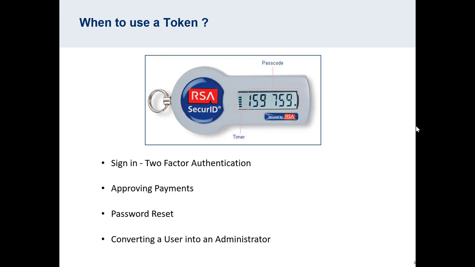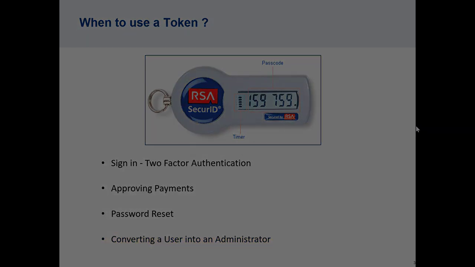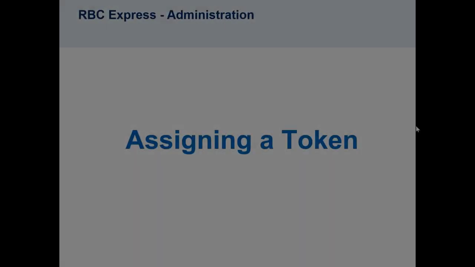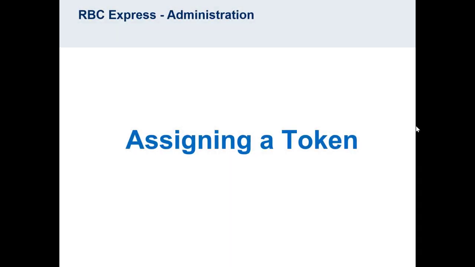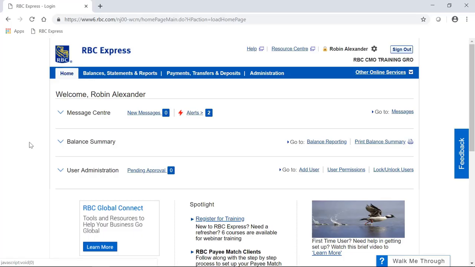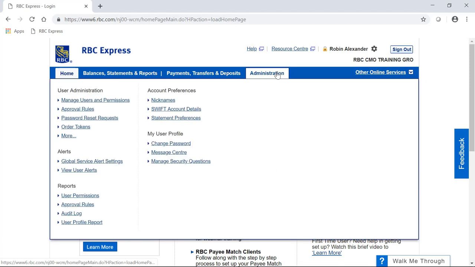And the last scenario is if you ever need to convert a user on your platform to an administrator, a token is required. Now we're going to take a look at how to assign a token. To assign a token, begin on the home page. Go up to the blue banner at the top of your screen and select the tab called Administration. On the left-hand side, you'll see a blue link that says Manage Users and Permissions.